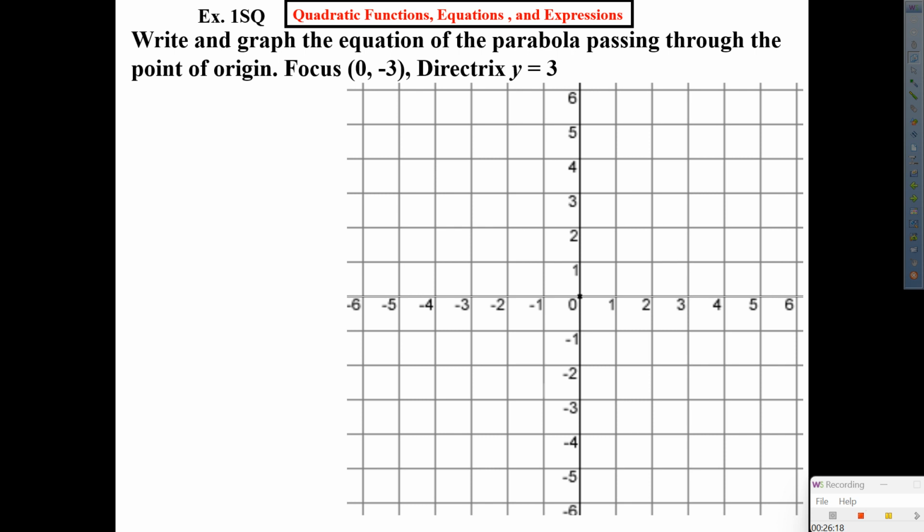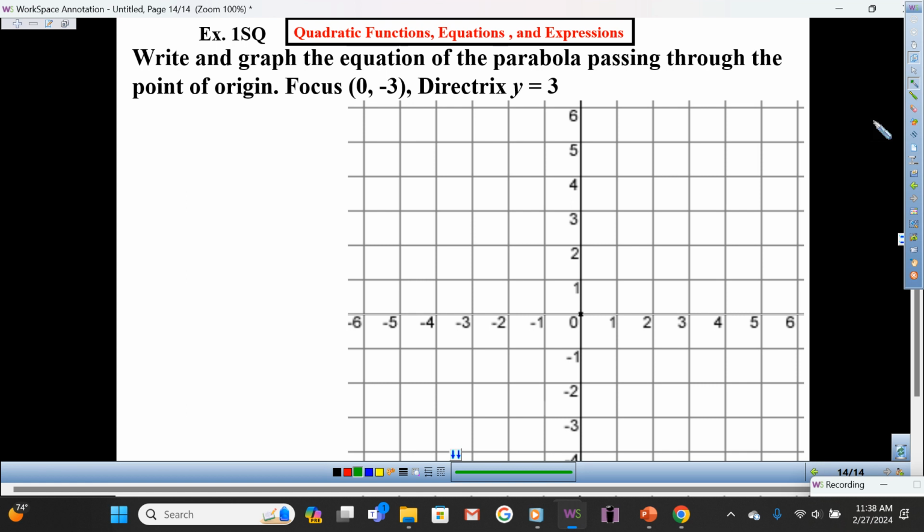All right? So, get me started, please. What is the first thing we do? Maya, G. You write x squared equals 4py because we look at the directrix and it was y equals. Hands up if you got that so far. Okay. So far so good.